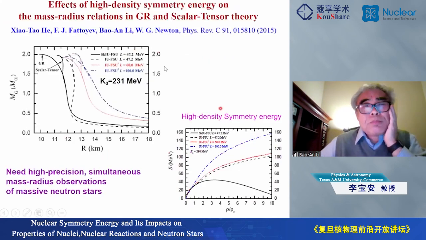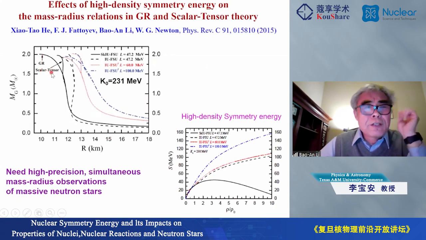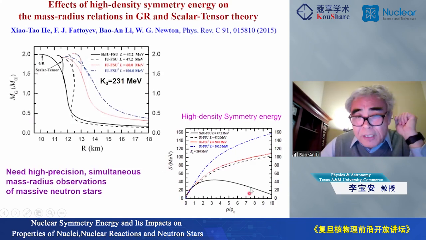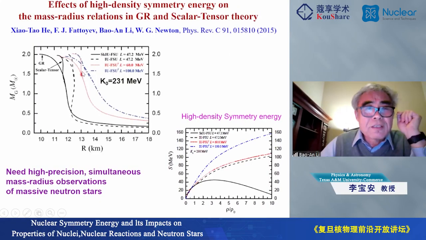A few years ago, He Xiaotao also studied the mass radius correlation by using GR, general relativity, and a similar kind of scalar tensor theory. Using a set of equations of state that all have the incompressibility of symmetric matter of about 231 MeV, but different slope parameters and different high density behavior of symmetry energy. You see that above 1.4 solar mass, the predictions using GR and this scalar tensor theory split, just like the previous slide I showed you from Professor Shao.